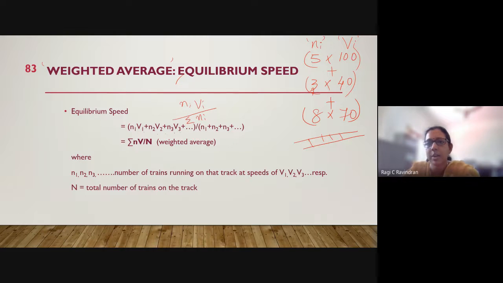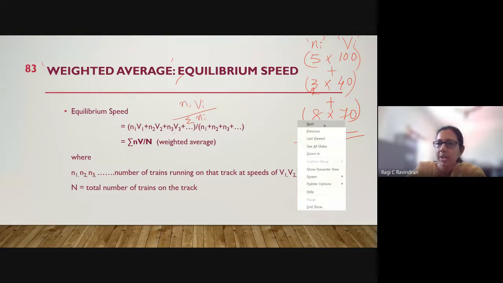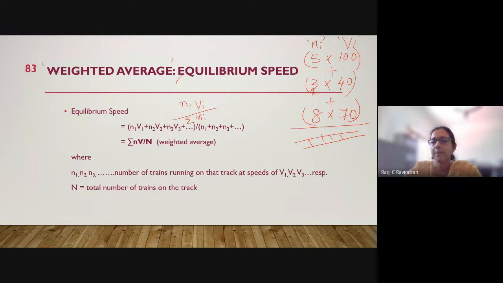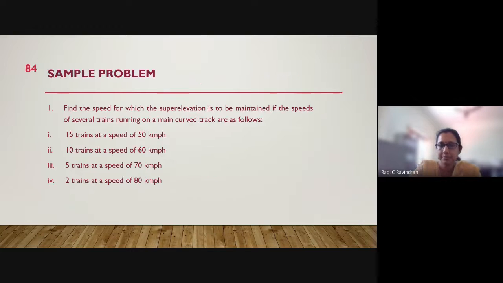Here the N1 value is 5, N2 is 3, N3 is 8. Similarly, V1 will be 100, V2 40, and V3 70. So just multiply, take the sum, divided by 5 plus 3 plus 8, which will give you the equilibrium speed. This is how we calculate the weighted average. All of you can take down this question. There is a sample problem.